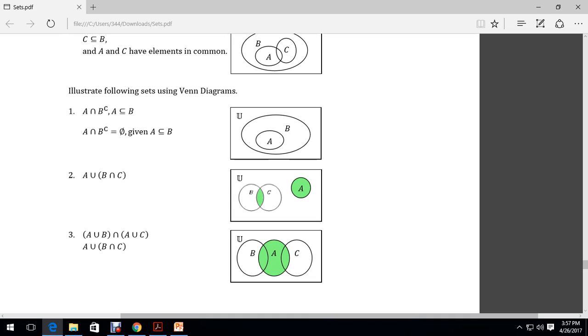Note that this representation doesn't tell us anything about whether A is disjoint with B or A is disjoint with C, but it is simply stating that the union would be the combined elements of the intersection between B and C and A.